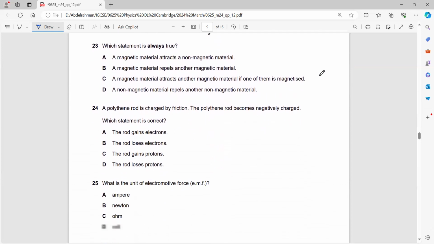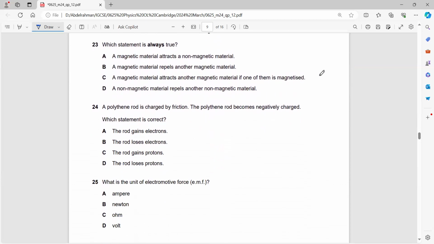Which statement is always true? A magnetic material attracts a non-magnetic material, no. A magnetic material repels another magnetic material, not necessarily. A magnetic material attracts another magnetic material if one of them is magnetized. Yes, this is true, if one of them is magnetized. So in B, if he had written if one of them was magnetized, it would have been right.